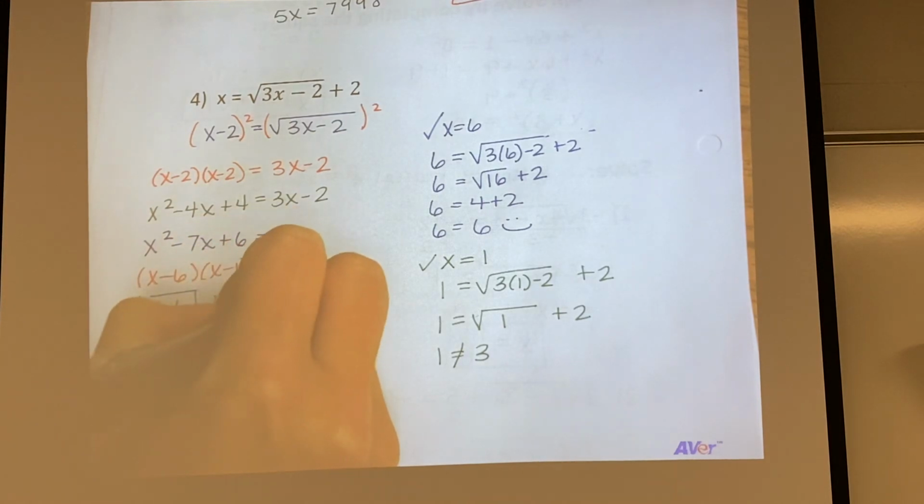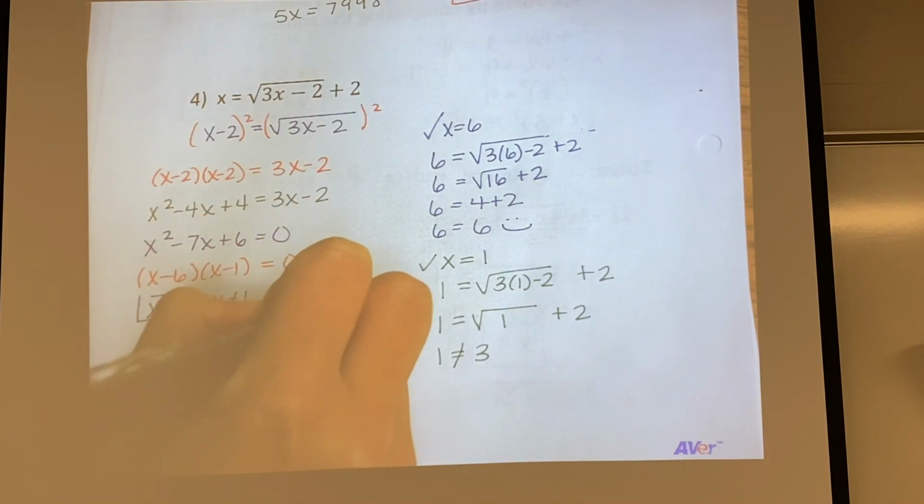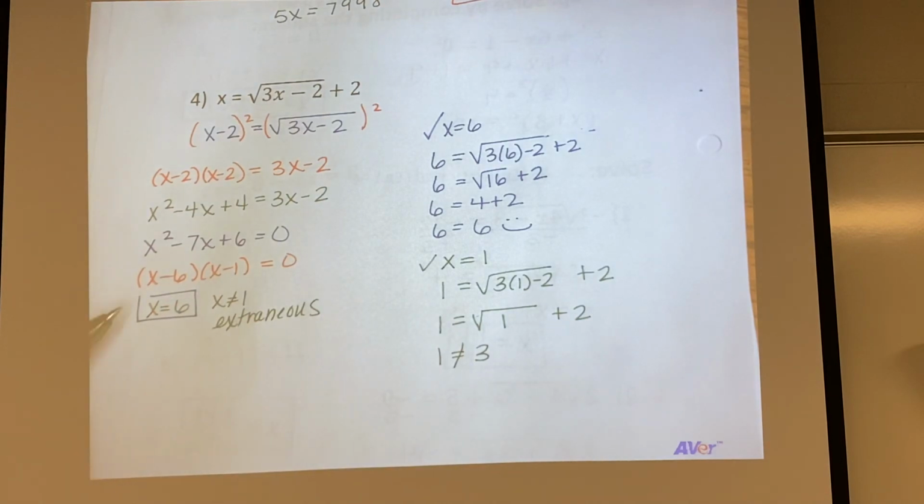You will have to note that on your homework and your tests. So you have 1 that does work, and then 1 that does not work, but you have to show both of them and show that the one that doesn't work is in fact extraneous by putting a line through the equal sign and writing the word extraneous.